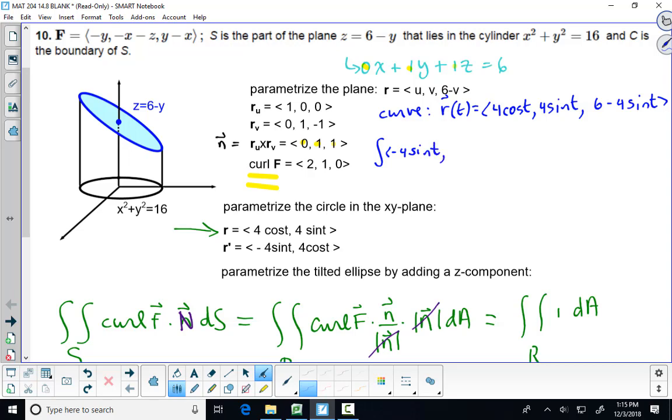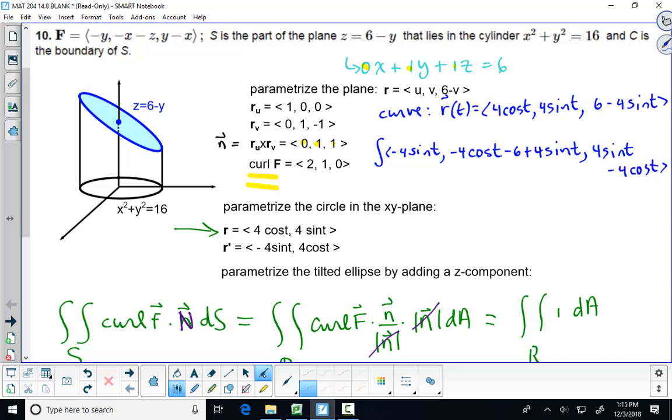And then the middle is negative x minus z. So negative x minus z, negative x minus z. I think that's the part that we were missing then. And then y minus x. So y minus x is 4 sine t minus 4 cosine t.